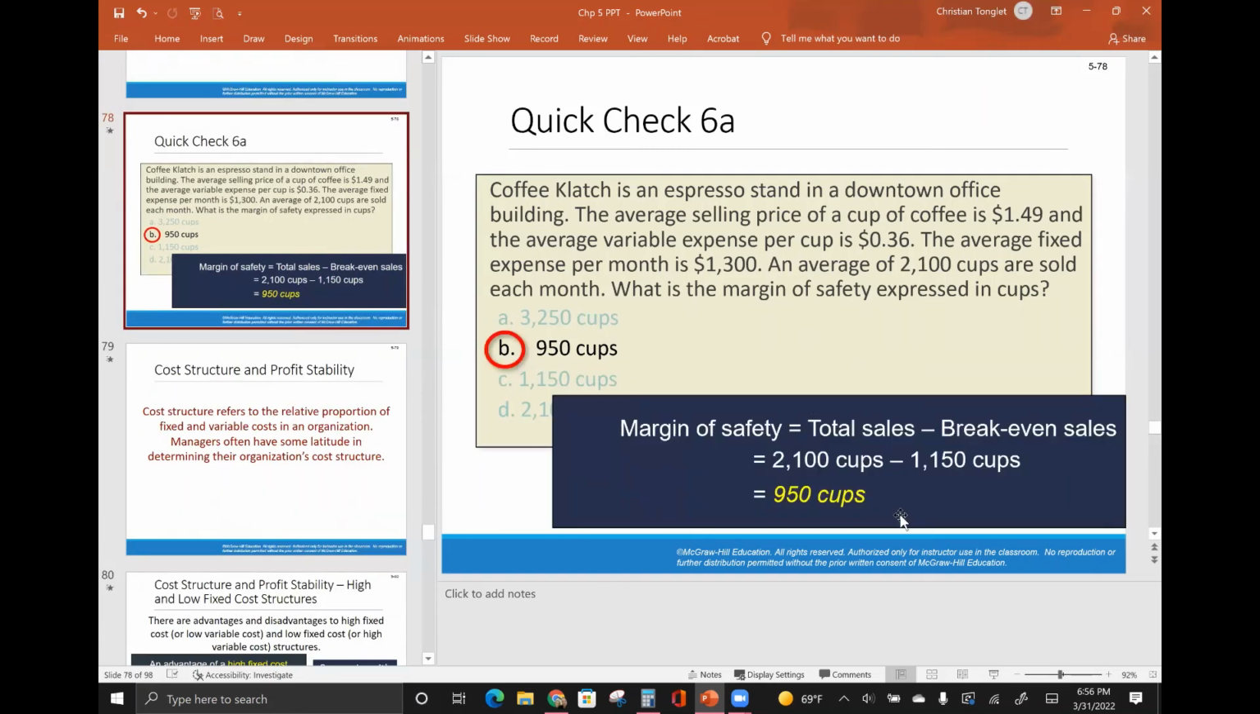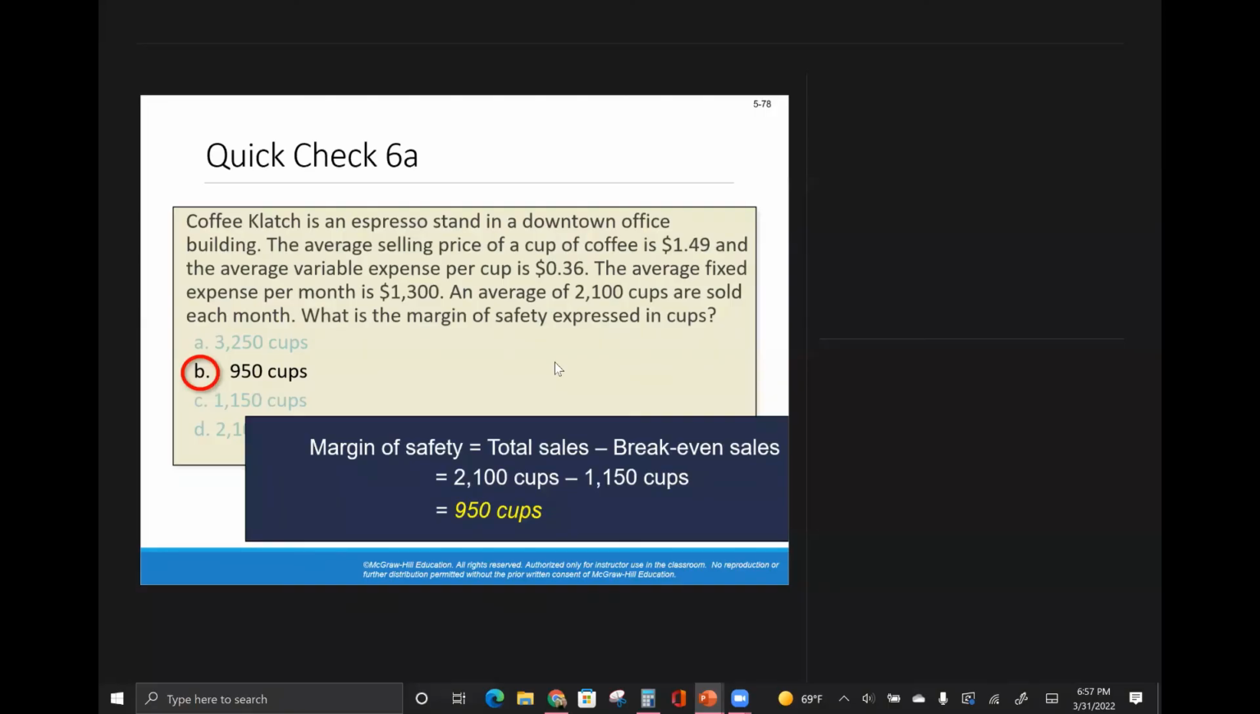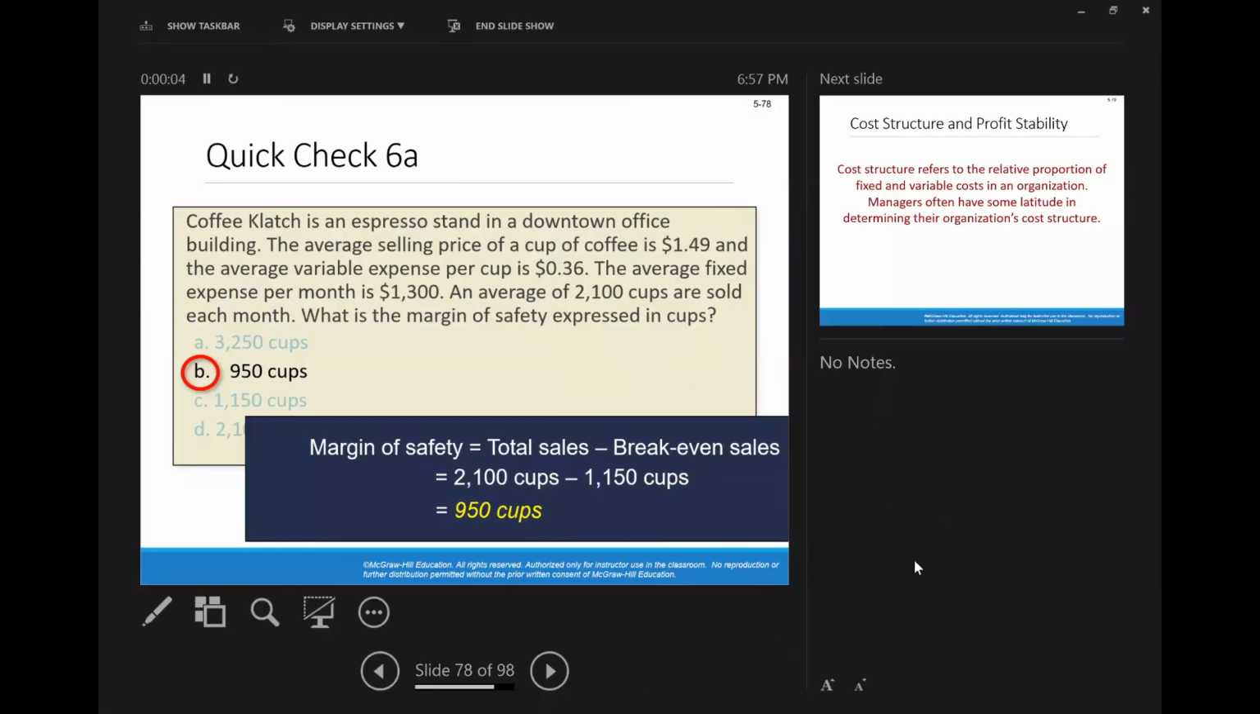All right, so remember the formula for the margin of safety: total sales minus the break-even sales.